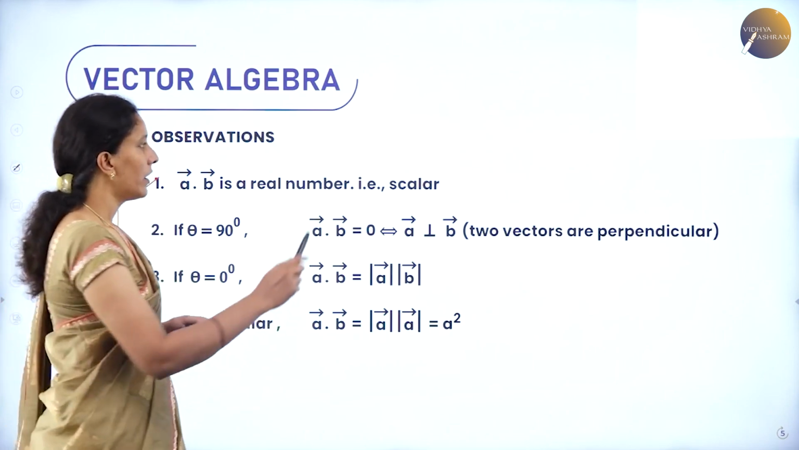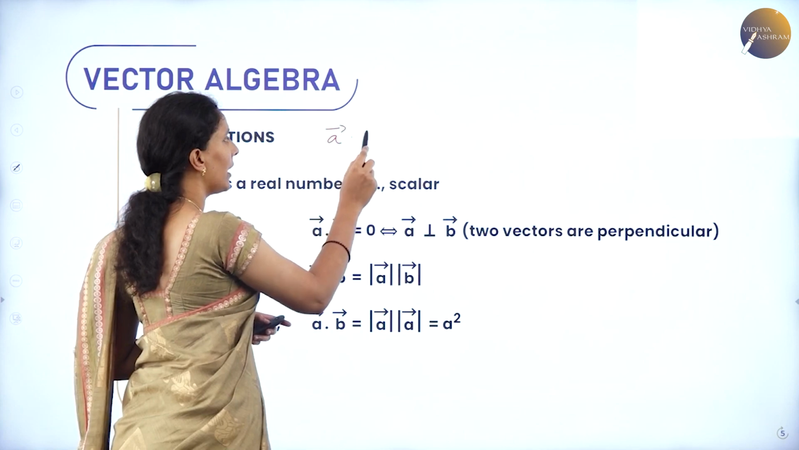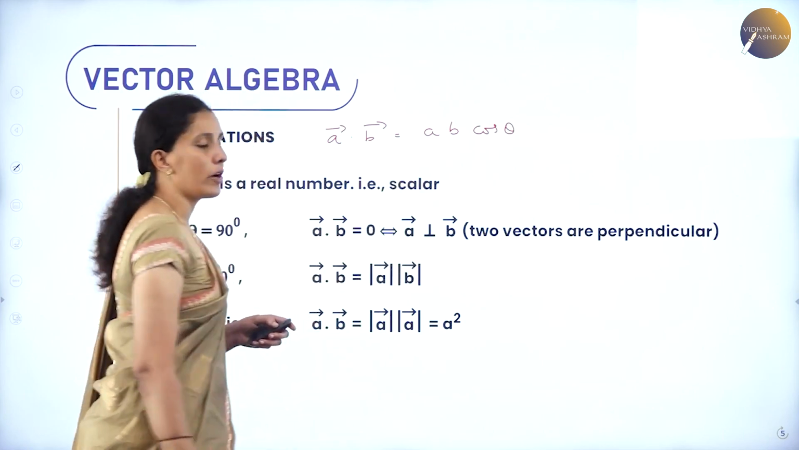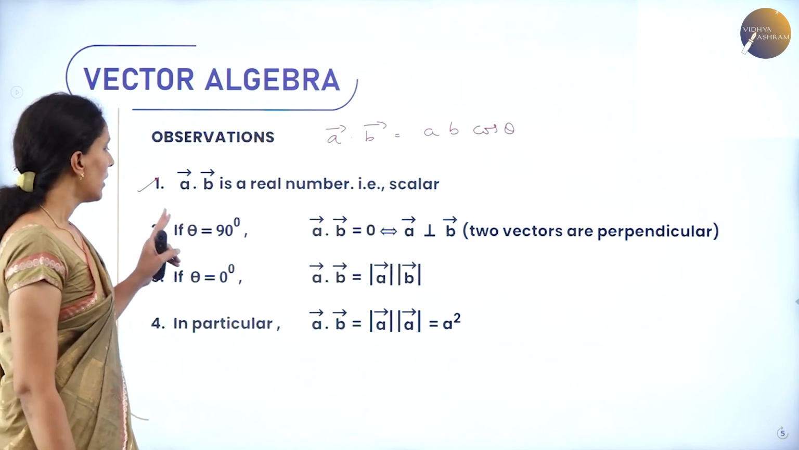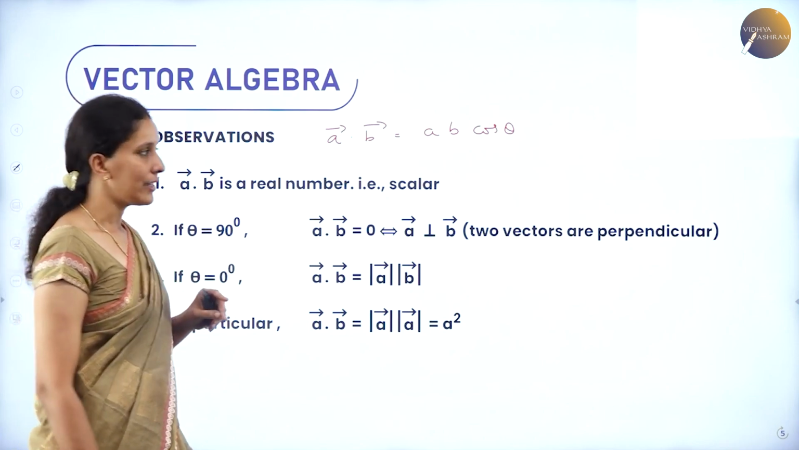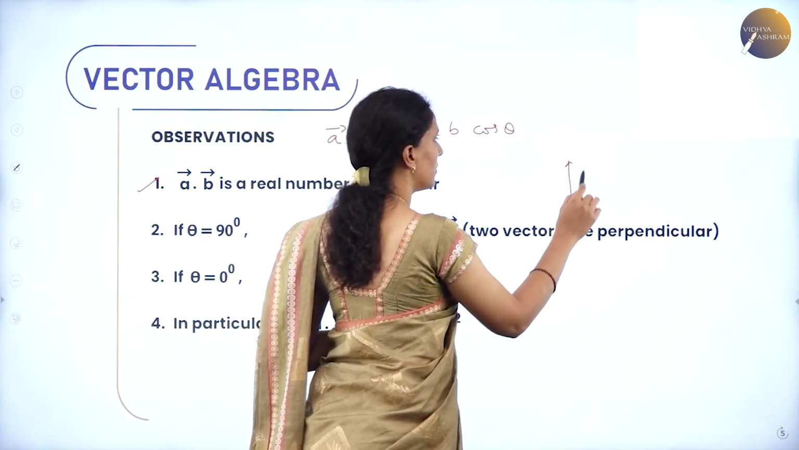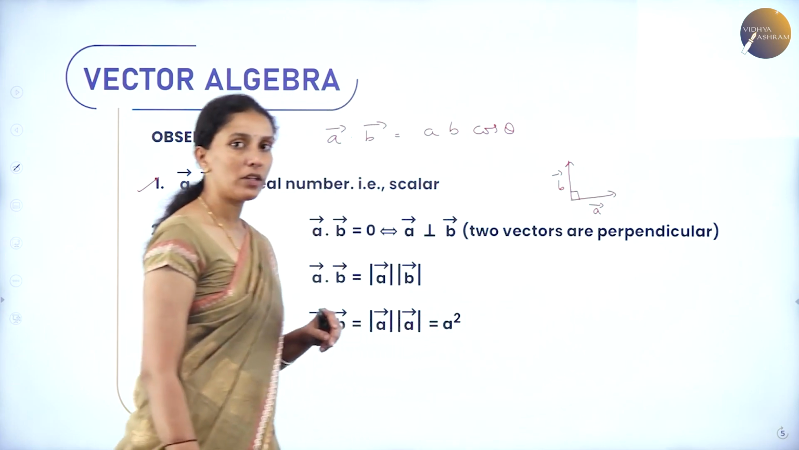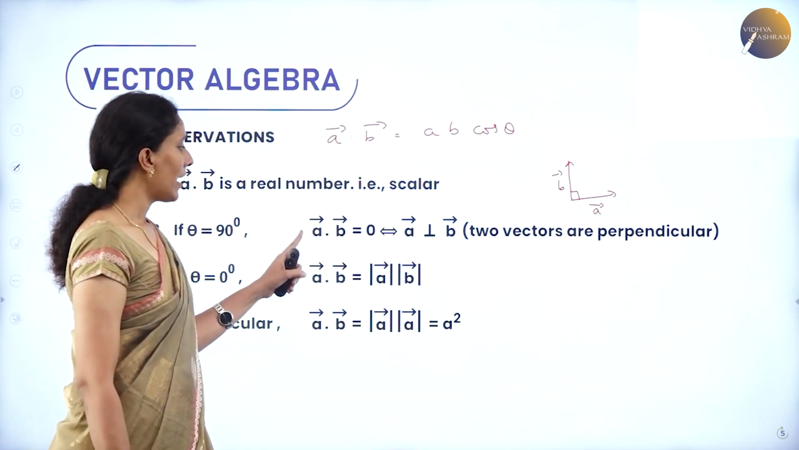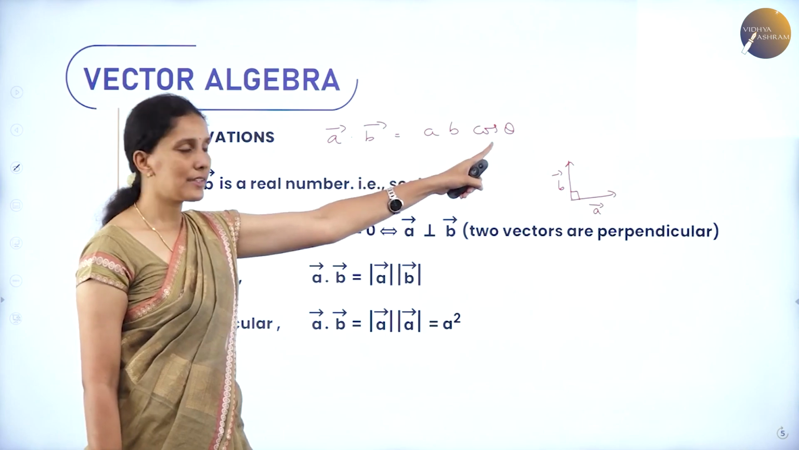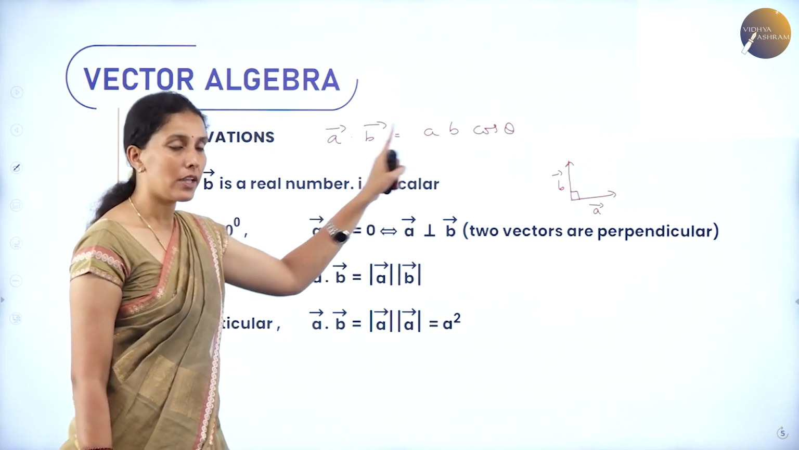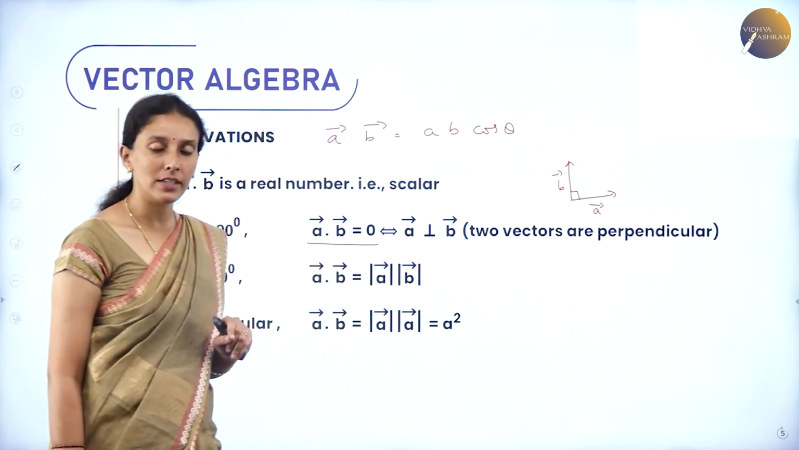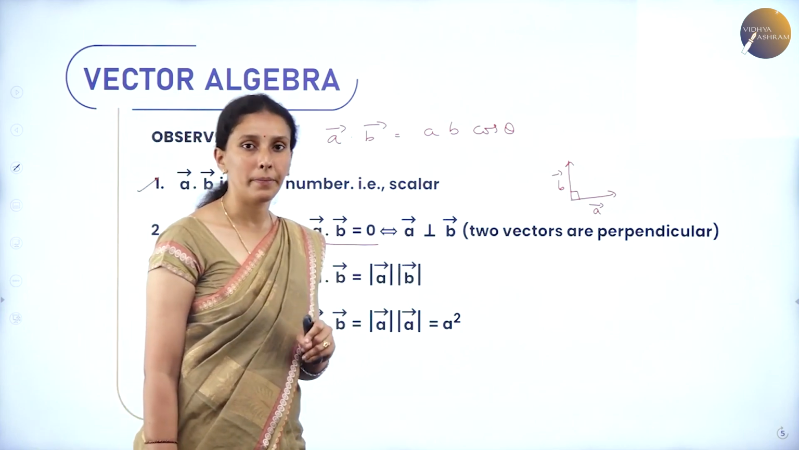Now, since in the formula vector A dot vector B is equal to AB cos theta, or mod A mod B cos theta, suppose the angle between the two vectors is 90 degrees. That is, one vector is perpendicular to the other vector. If it is 90 degrees, what is cos 90? It is 0. Then A dot B is equal to 0. If cos theta is 0, AB into 0 becomes 0. So, the dot product becomes 0. That means the two vectors are perpendicular.